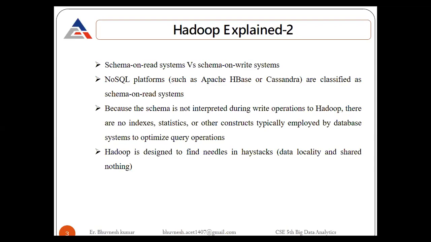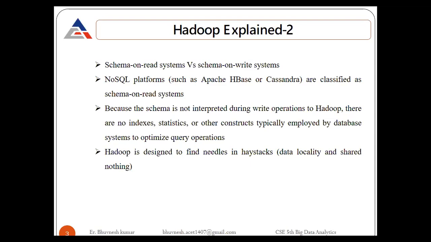That is, the schema is not interpreted during a write operation to Hadoop. There is no interpretation of your schema when you are writing. There is no index, there is no static concept in use. So Hadoop works only on schema on read. When it is needed, only then is the schema built. No interpretation concept is there, no indexing is there.